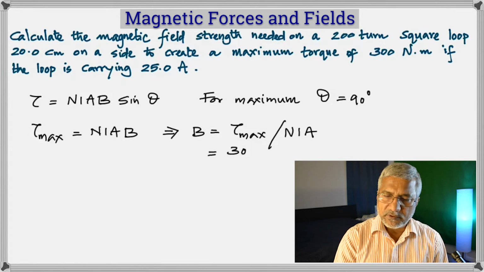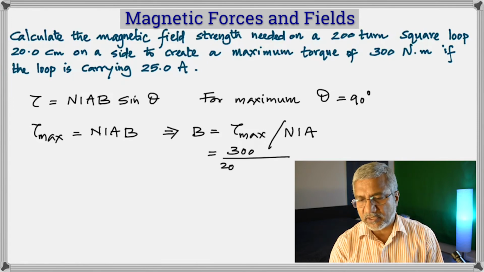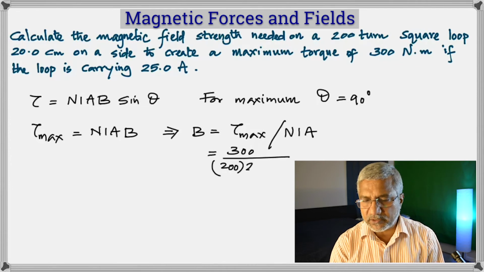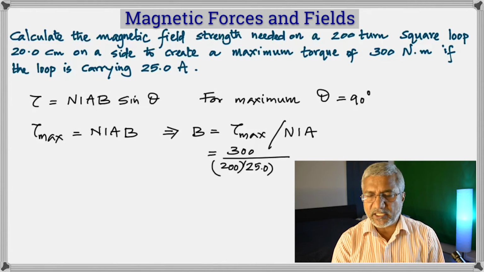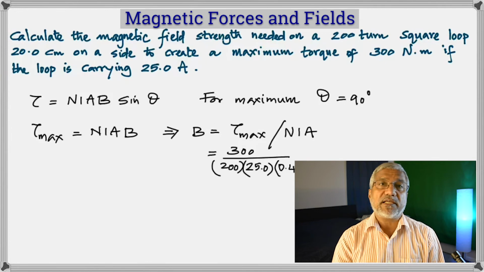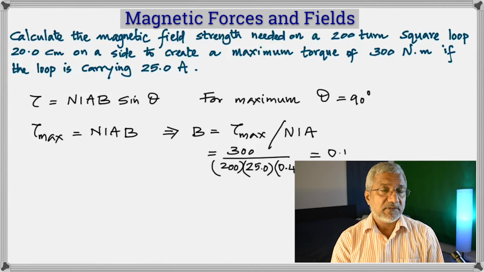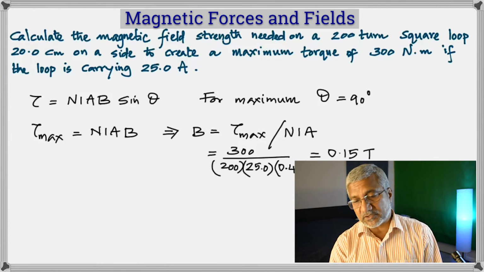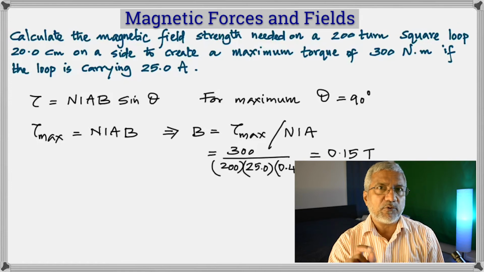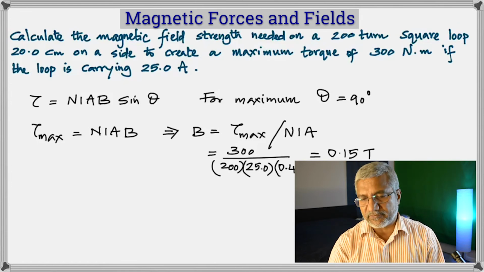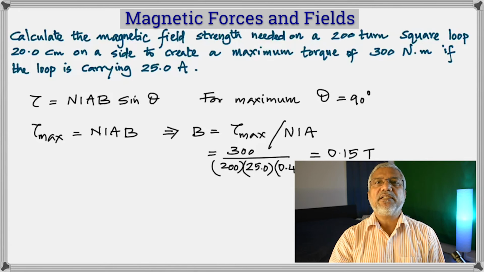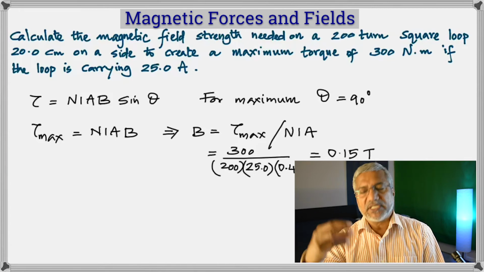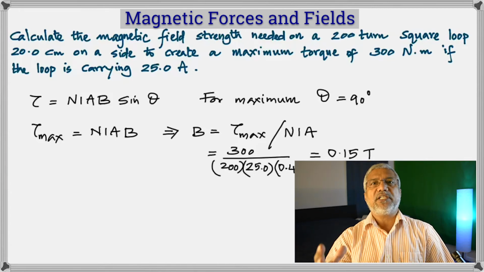Substitute. The maximum torque is 300. Number of turns, 200. Current is 25. Area, be careful on that. It's 20 centimeters. So it'll be like 400 centimeters square, which becomes 0.4 meters square. Be careful. And then when you calculate, you get 0.15 Tesla. So that's how you work that problem out.